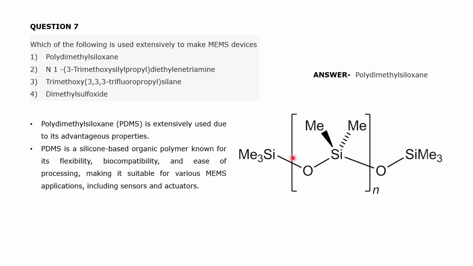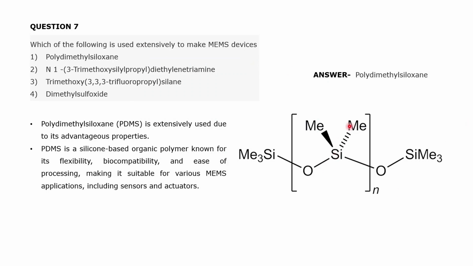So basically, this is the structure of polydimethylsiloxane. Basically, it's a polymer, right? From the name itself, you get an idea that it's a polymer. And polymers are used to make this kind of MEMS devices, but not all polymers. It should be flexible, biocompatible, easy to process. It should carry out all these applications. Polydimethylsiloxane is one such polymer that has these advantageous properties, and hence is used extensively to make MEMS devices or microelectromechanical systems.